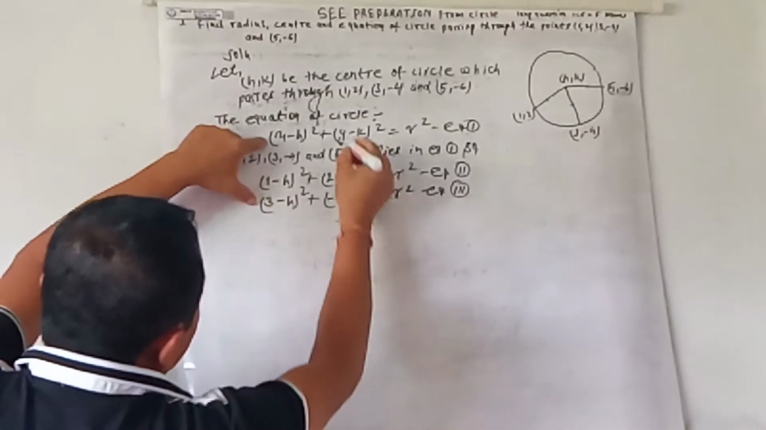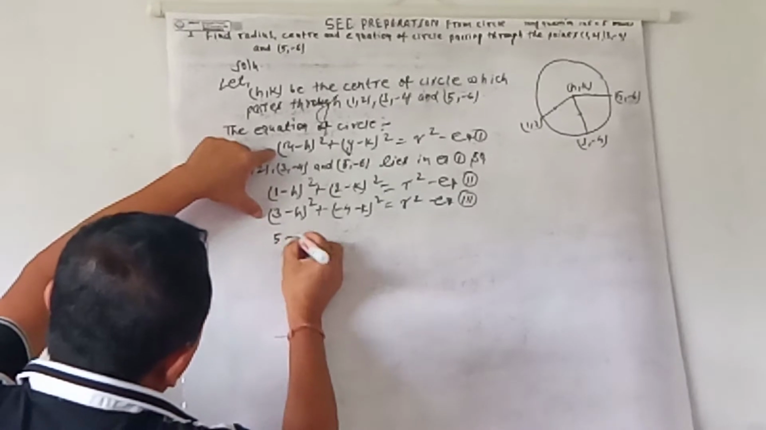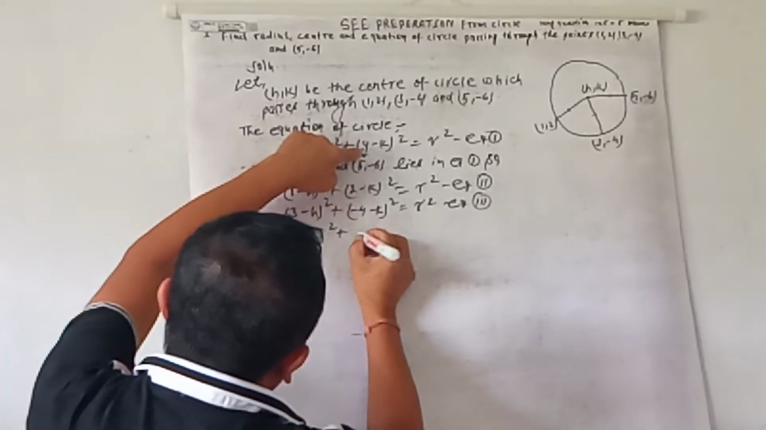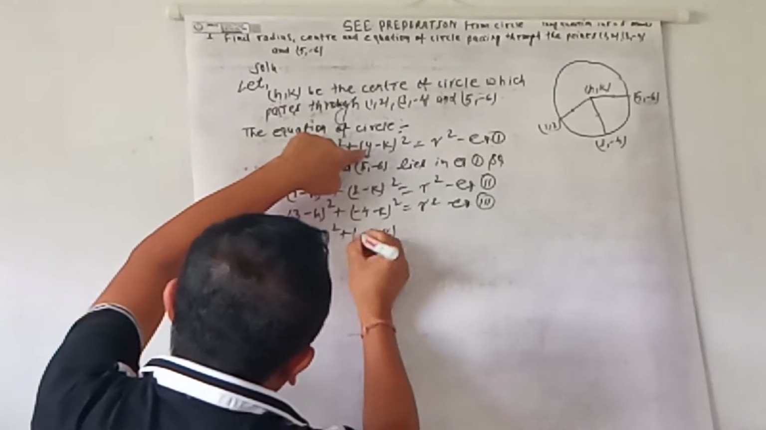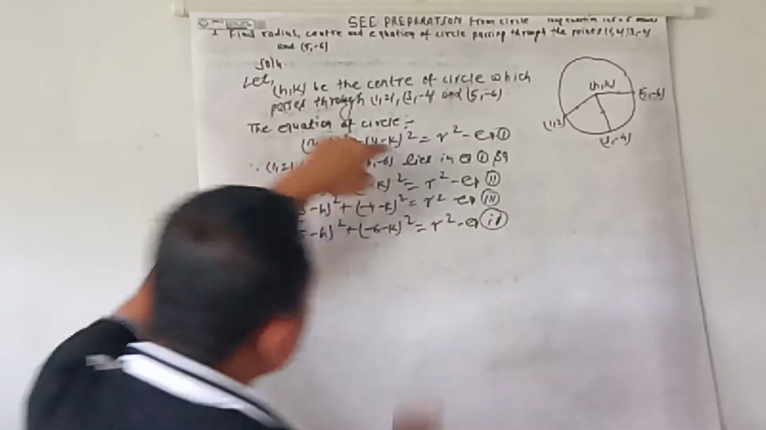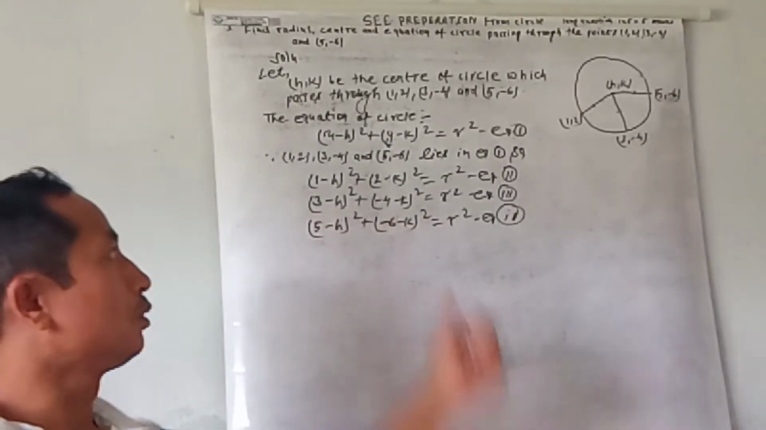(5, -6) also lies in the equation, so x value 5 and y value -6. Then (5 minus h) whole square plus (-6 minus k) whole square is equal to r square. This is equation 4. These are the equations. Look here.